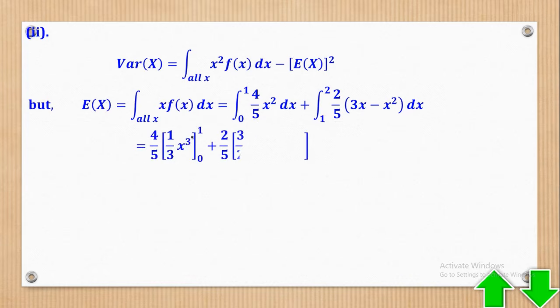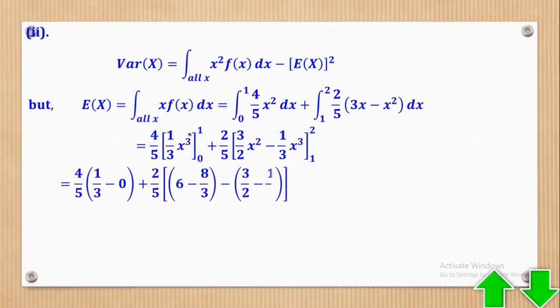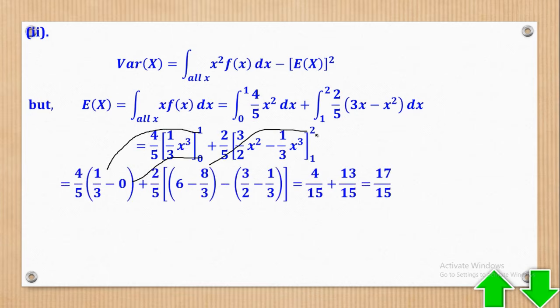Then I integrate to come up with that. So integrate this to give you that, this to give you that. Next I substitute limits: substitute 1 to come up with that, substitute 0 to come up with that, substitute 2 here to come up with this bracket, substitute 1 here to come up with that bracket. In the end I'll come up with my E(x) as 17 over 15.